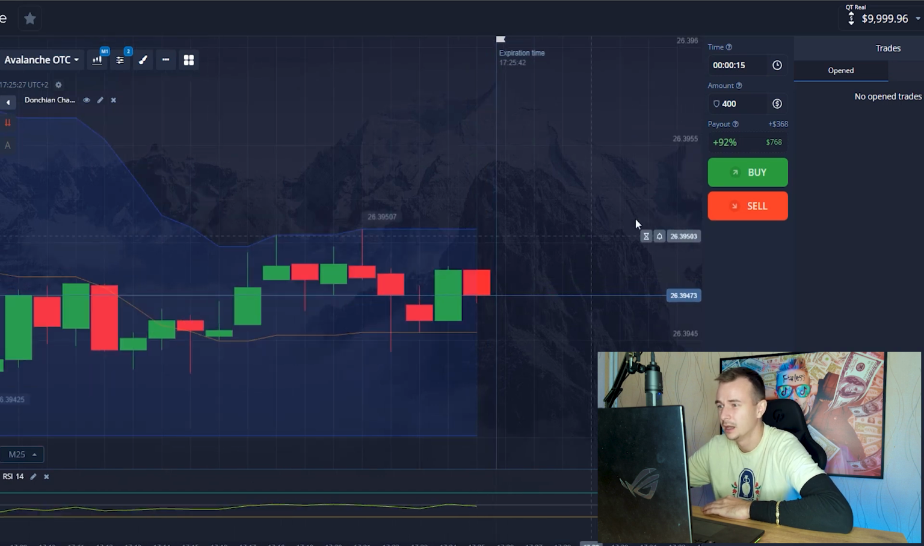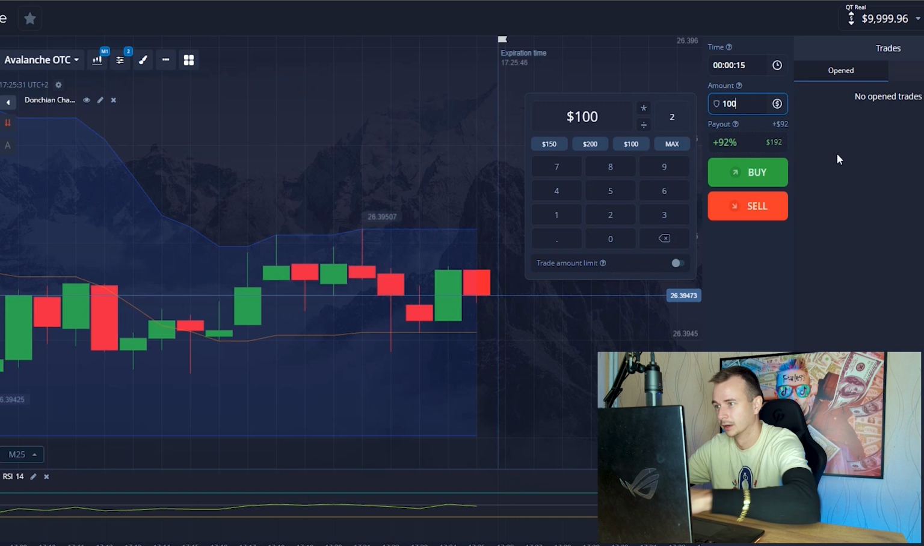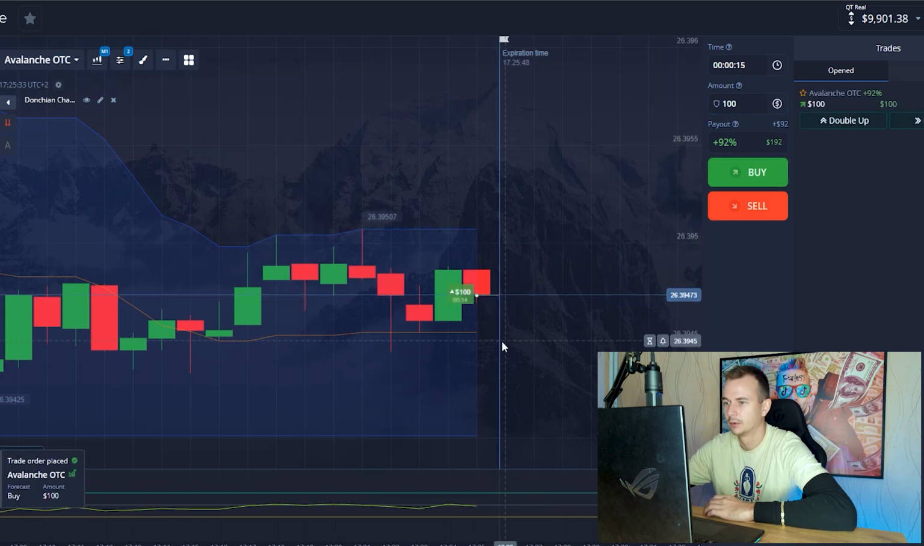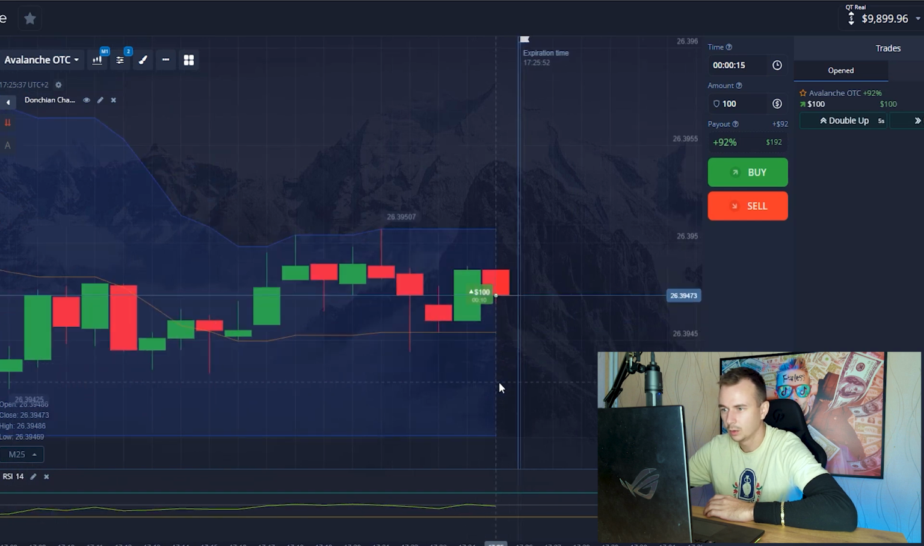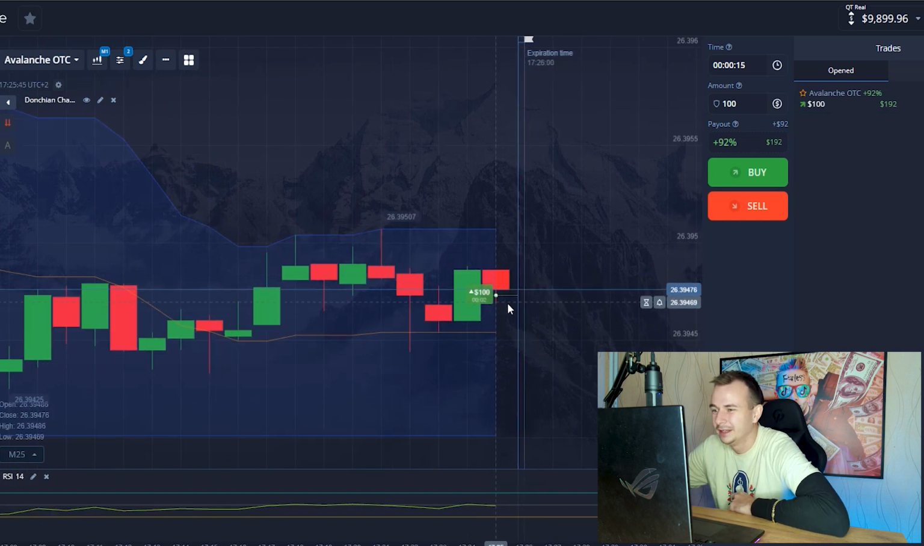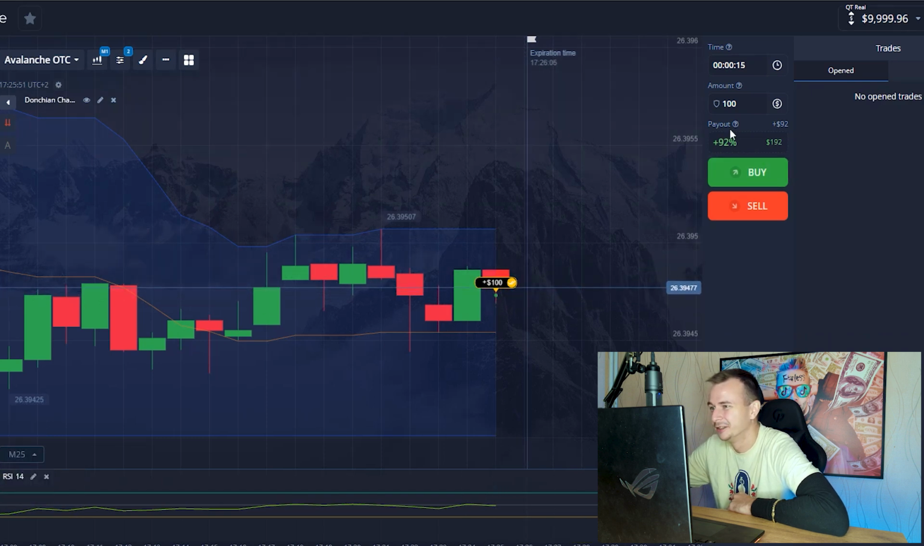As you can see, I have on my balance almost $10,000, and as you remember, I started from $8,800, something like that. And now again change to $100, and click buy from this point. Okay, let's see where the price is going now. 3, 2, 1. And I didn't lose nothing, and I didn't earn nothing.